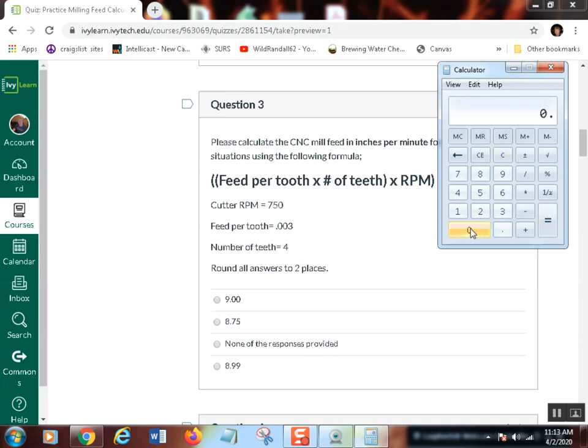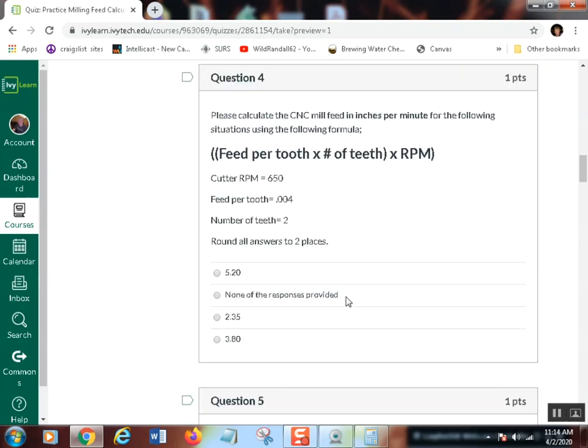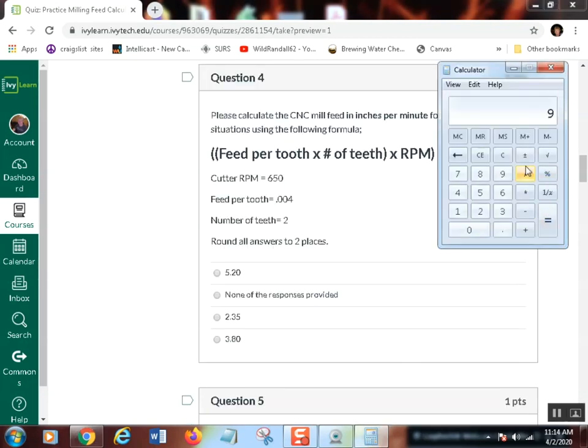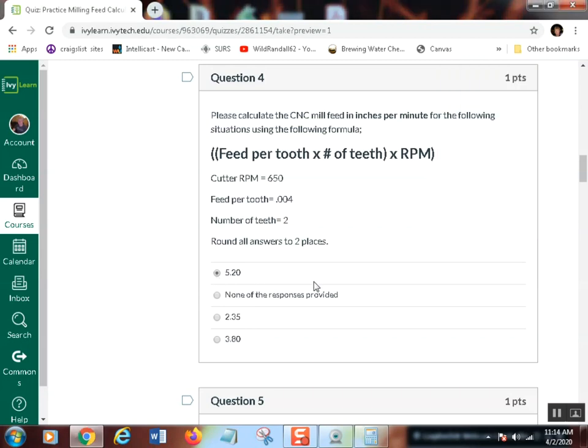I have a 3 thousandths feed per tooth. I have 4 teeth, so times 4 equals this, and then times my RPM, which was 750. 9. Hey, look at that. Okay. Let's do a couple more here. Clear that out. Feed per tooth is 0.004, 4 thousandths per tooth. There are 2 teeth on this, times 2. Don't need to be a computer to know that's going to be 8 thousandths. And then times 650. 5.2. Okay.